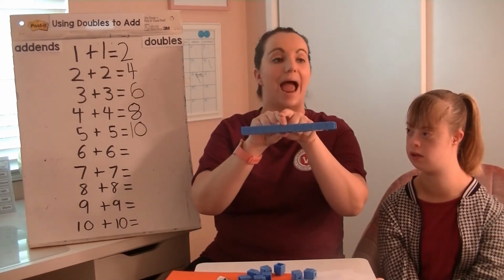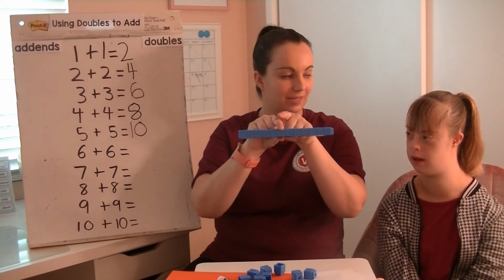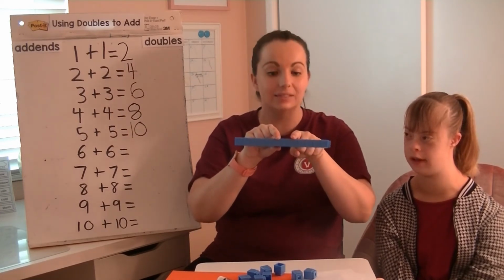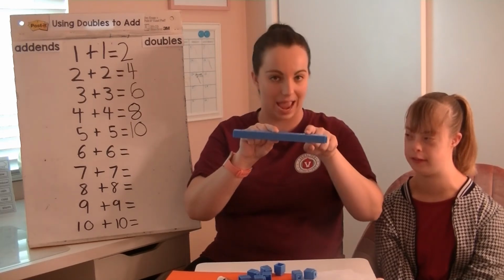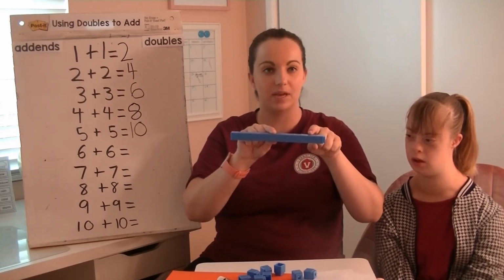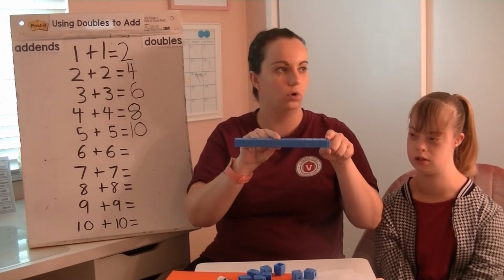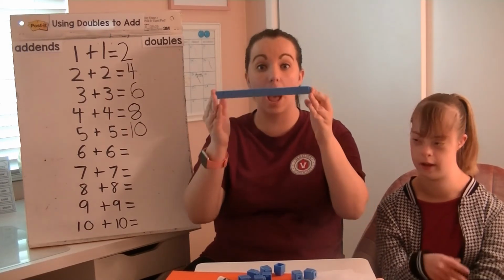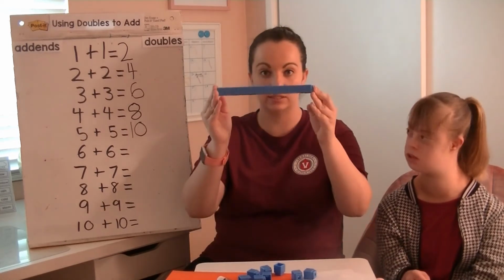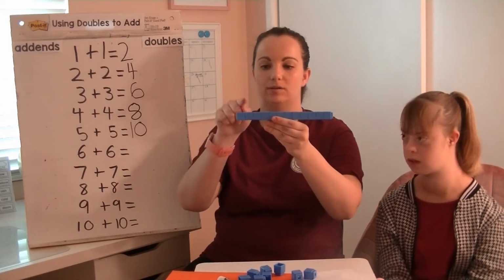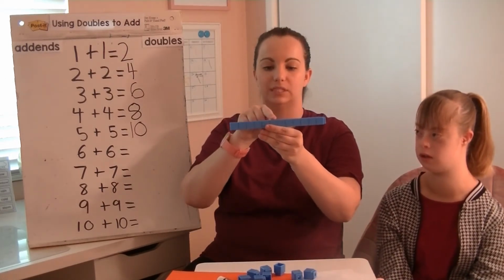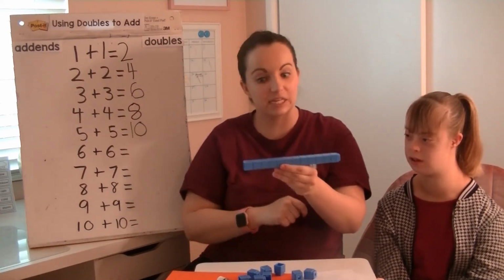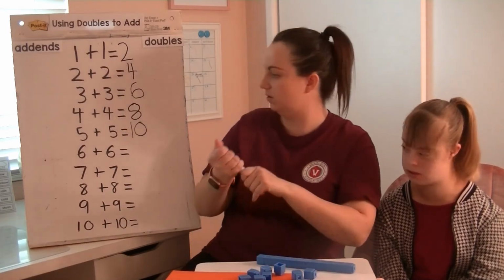What number comes after 6? 7, 8, 9, 10, 11, 12. Whoa. 6 plus 6 equals 12. Oh my goodness, that's a big one. Okay. 1, 2, 3, 4, 5, 6, 7, 8, 9, 10, 11, 12. 6 plus 6 equals 12.